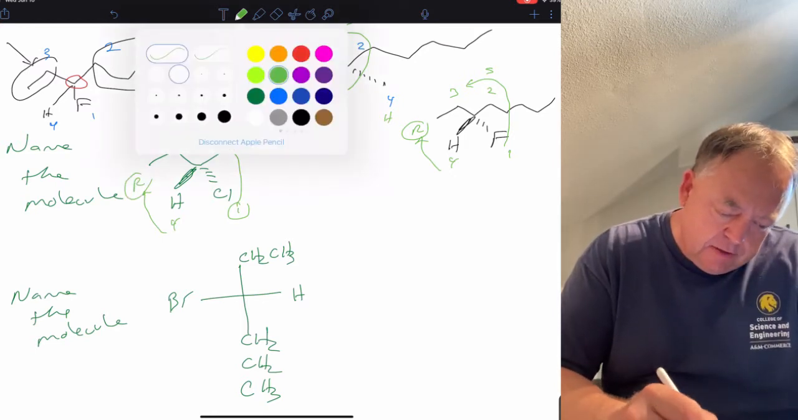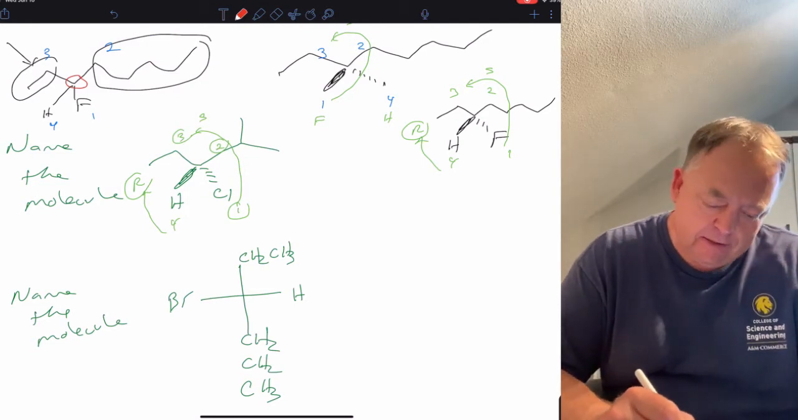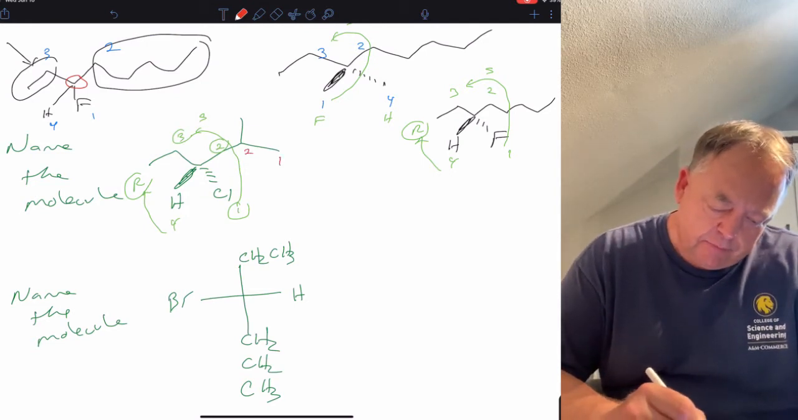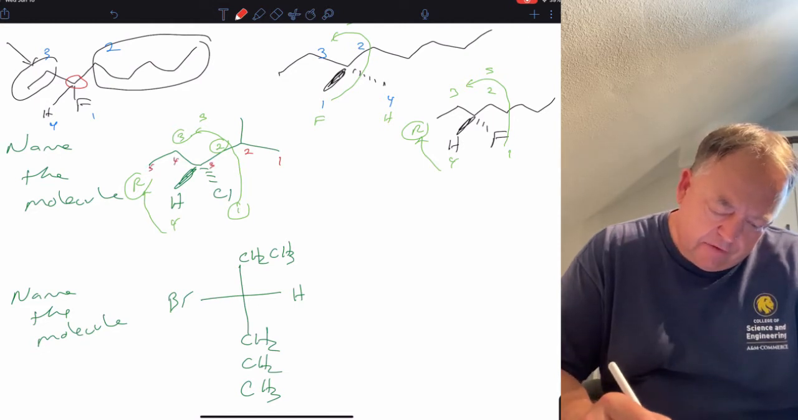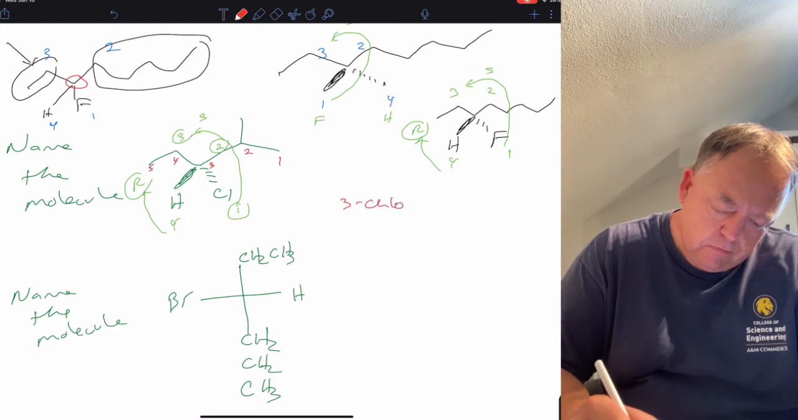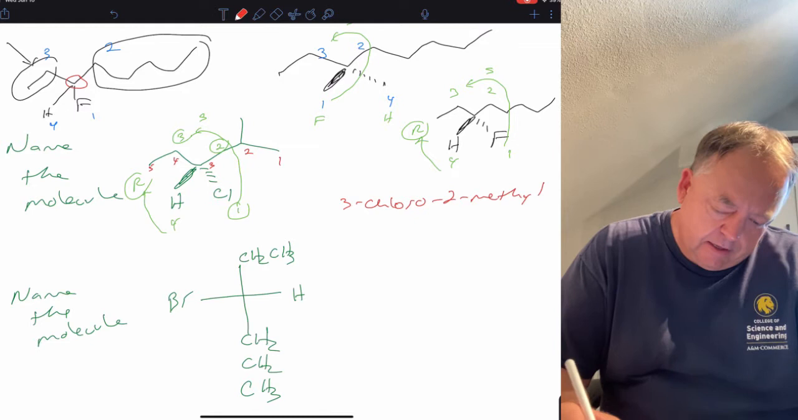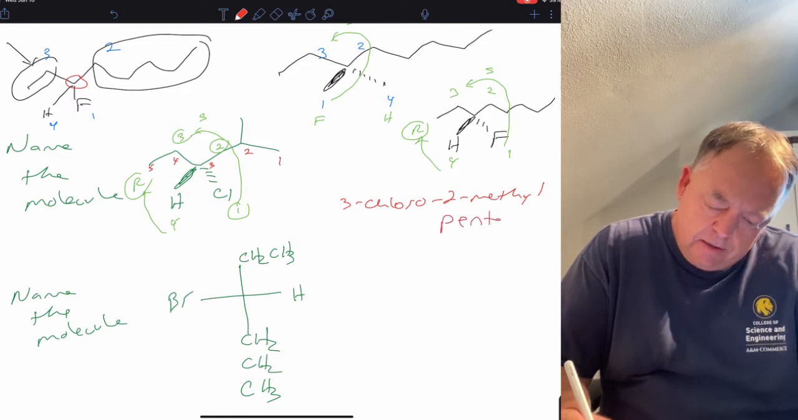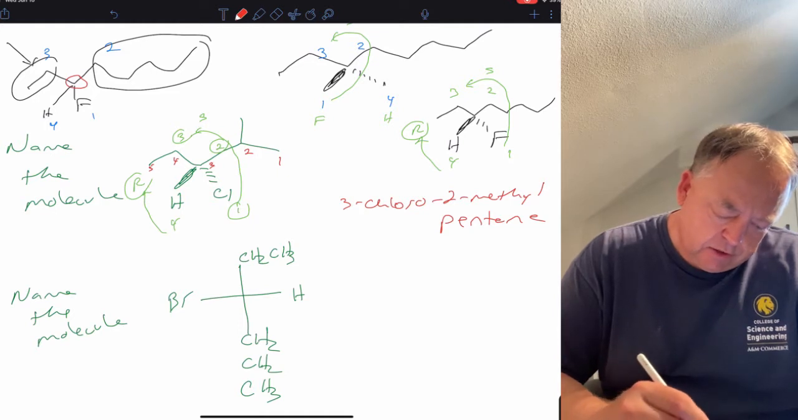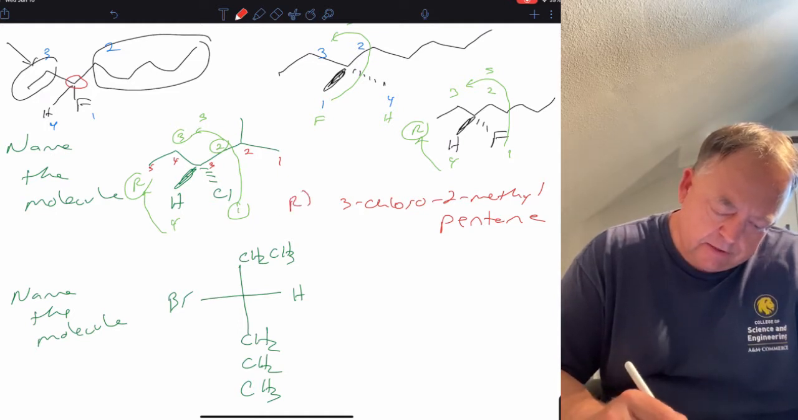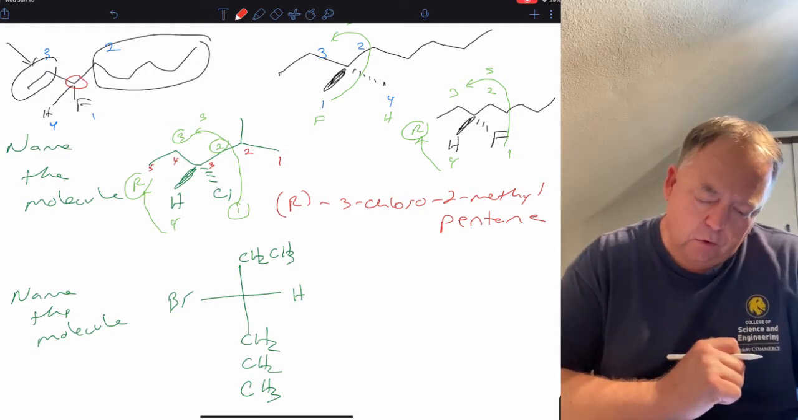So now let's go back to our rules for naming. Which end do we number from, the left or the right? It's going to be the right, to keep the number scheme as low as possible. So we're going to have a 3-chloro and a 2-methyl and a 5-carbon chain, so pentane. And then we need the stereochemistry included. The stereochemistry we said is R, so that goes at the front of the name in parentheses. So that molecule would be R-3-chloro-2-methylpentane.